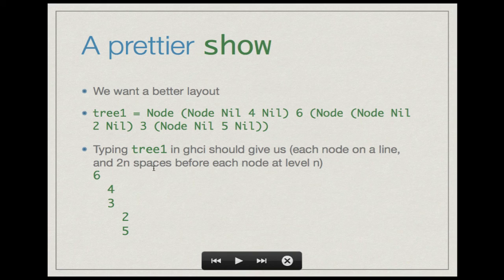In this, we see that each node is printed on a line, and there are 2n spaces before each node at level n. Here we are assuming that the root is in level 0. So 4 and 3, which are nodes at level 1, have 2 spaces before them, and 2 and 5, which are nodes at level 2, have 4 spaces before them. And this layout makes the structure of the tree clear. 6 is the root with 2 children 4 and 3. 4 doesn't have any children, whereas 3 has children 2 and 5.